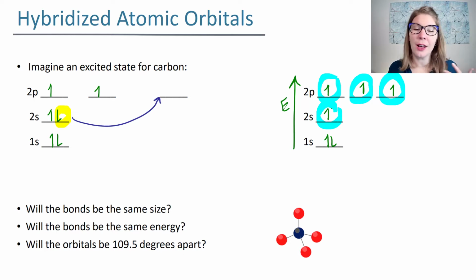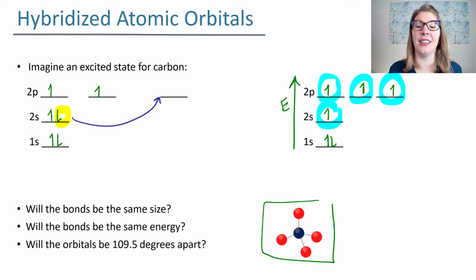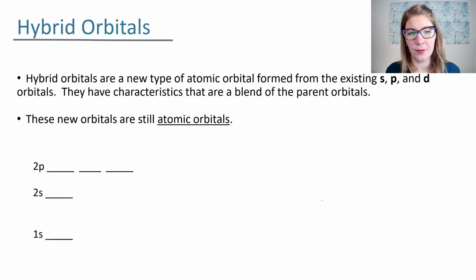So we still have a lot of problems with the idea that we know this exists, but our theory isn't showing the formation of this tetrahedral structure where all of our bonds are the same length, they're the same energy, and they're 109.5 degrees apart. What do? Well, we come up with a new explanation, and the new explanation is hybrid orbitals.